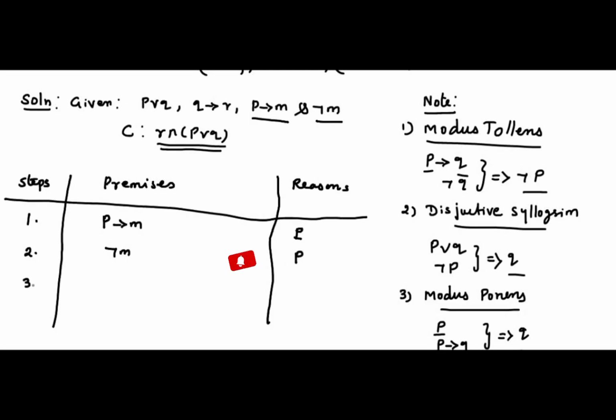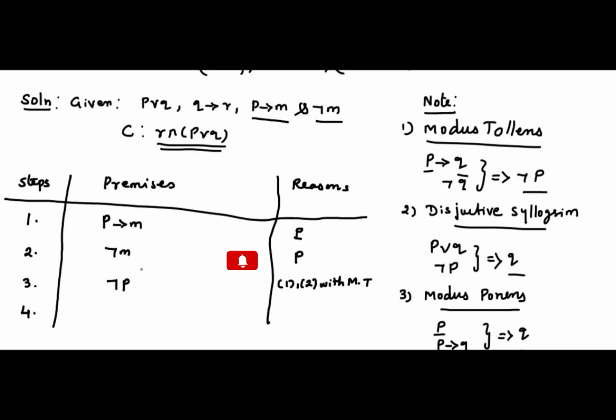So step number three: with the help of Modus Tollens law, using step one and step two, we can write the next step, that is negation P. Here we see P then Q, negation Q, we get negation P. Here P then M, Q value is what? M. So negation M, we get negation P, right? So this is nothing but using step number one and step number two with Modus Tollens law.